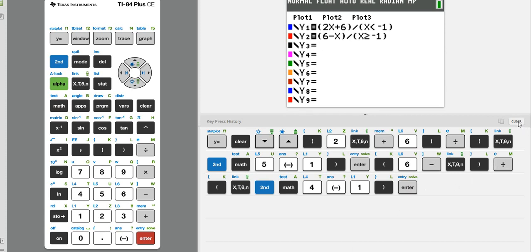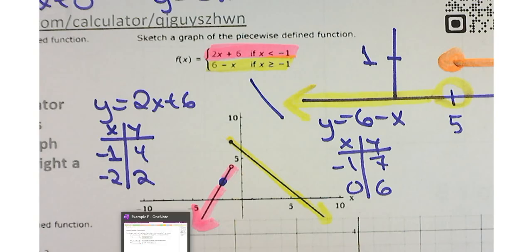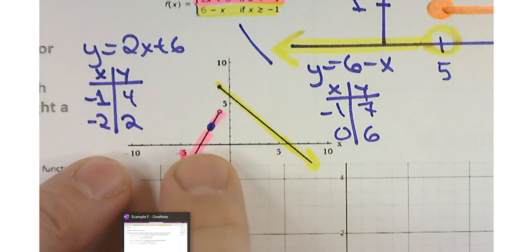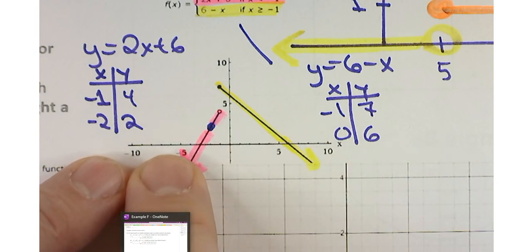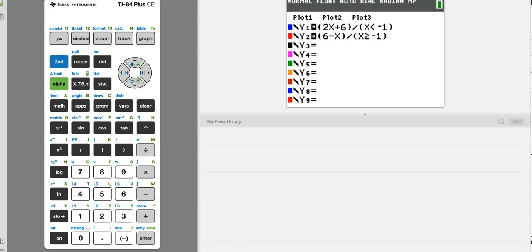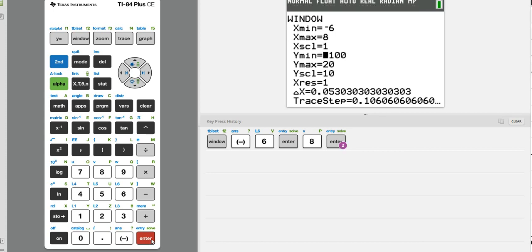Now, another little pro tip here for you. When it comes time to setting your window, don't reinvent the wheel, all right? We already have a good idea where we need to see this function. So I'm going to go maybe -6 to 8 on the x-axis and maybe -5 to 8 on the y-axis. Something that kind of encapsulates what we need to see. So -6 to 8 on the x-axis. On the y-axis, -5 to 8 again.